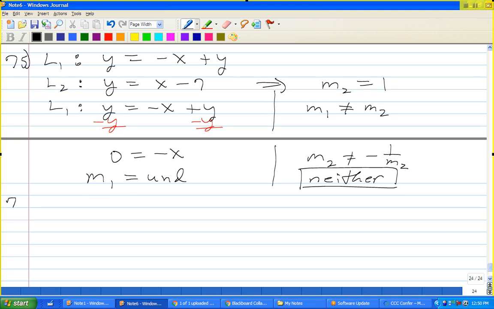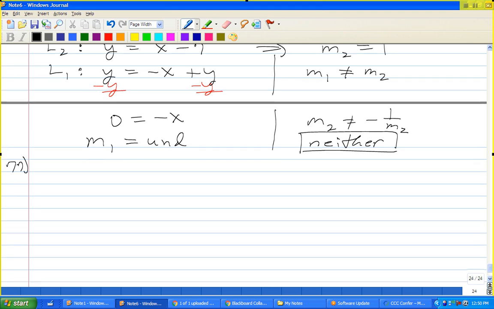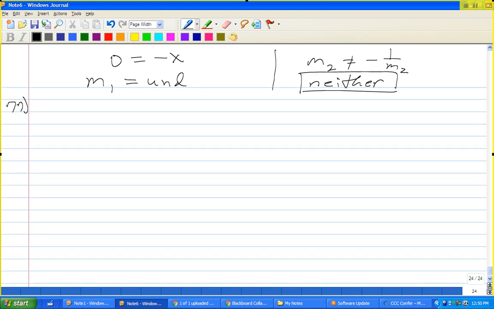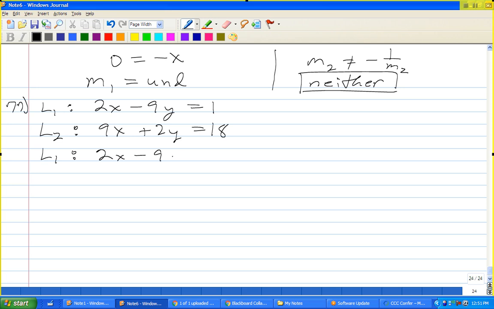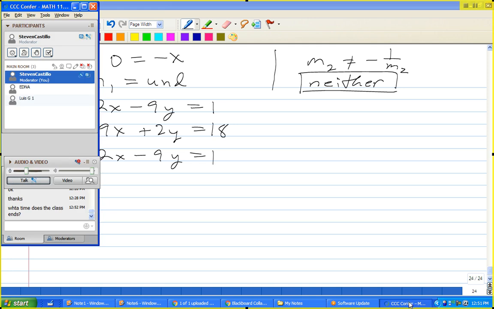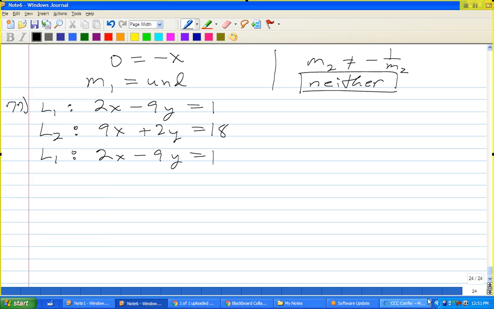77. 2x minus 9y equals 1. 9x plus 2y equals 18. So let me determine the slope of the first line. Oh, this is the last problem, I believe. It'll probably be in about 1 minute.